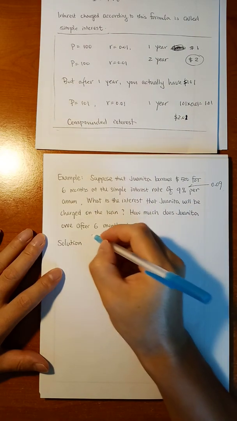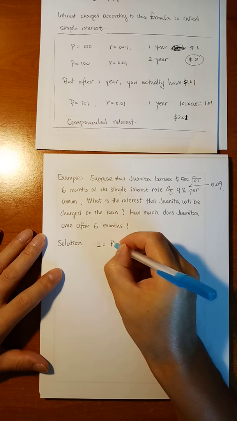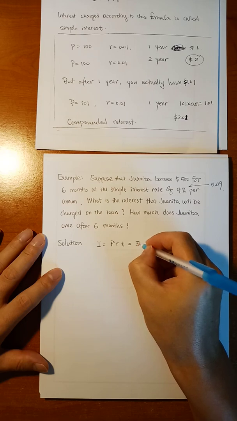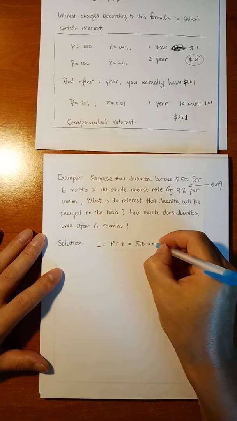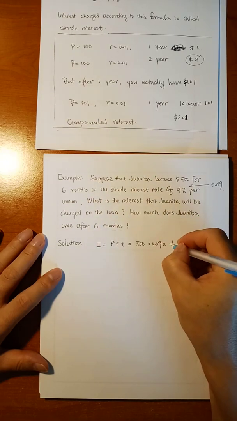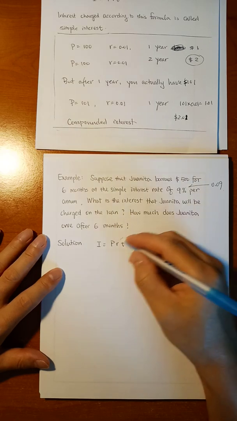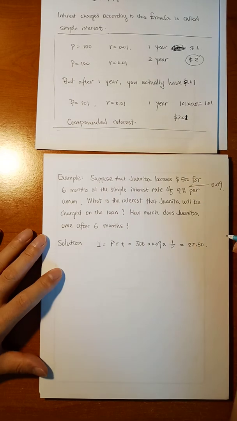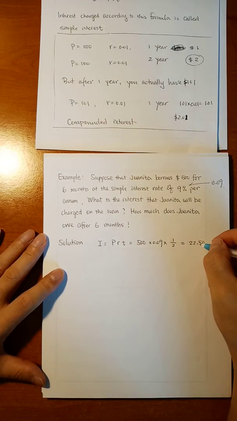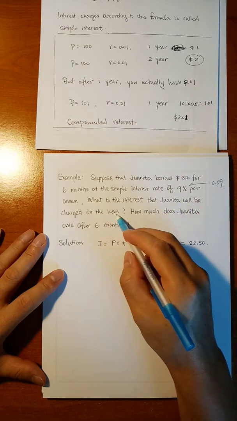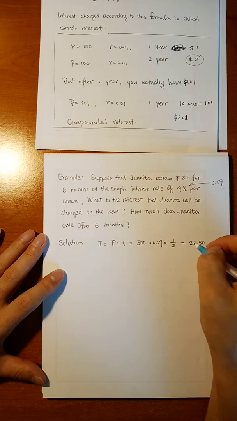Okay, so the interest is the principal times the rate times the time. The principal is $500, the rate is 0.09, and the time is the number of years, here a half year, 0.5. You do this computation and you get the interest after 6 months: $22.50. So this answers the first question. What is the interest that Juanita will be charged on the loan? She will be charged $22.50.